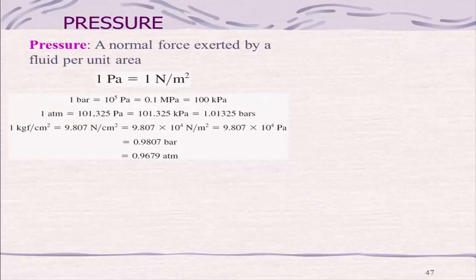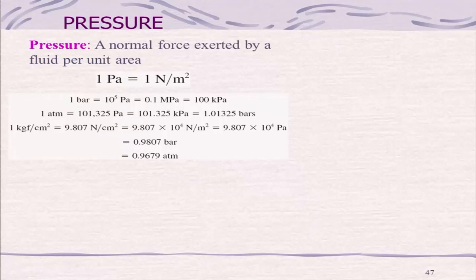And do you have a feel for what this 1 Pascal means? It is a very, very tiny pressure, right. 1 Pascal is a very tiny pressure. Why is it so? If you look at it, 1 atmospheric pressure is equal to what?